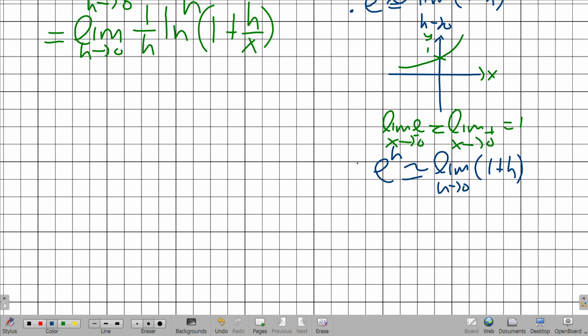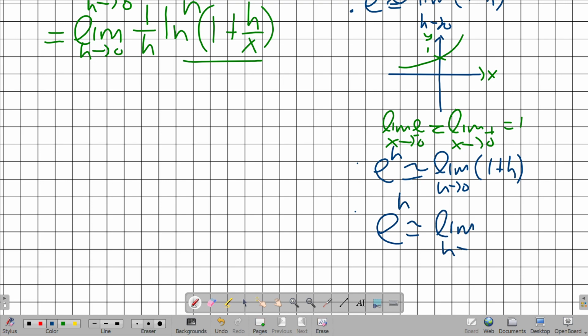Now if you carefully look at our expression here, we do not have that. We do not have h, we have h over x in this expression. We have h over x. So we can further manipulate that as well to say e to the power of h is approximately equal to the limit as h approaches 0 of 1 plus h. If I say over x here, this also becomes over x. So that's an equivalence. That's just basic manipulation.